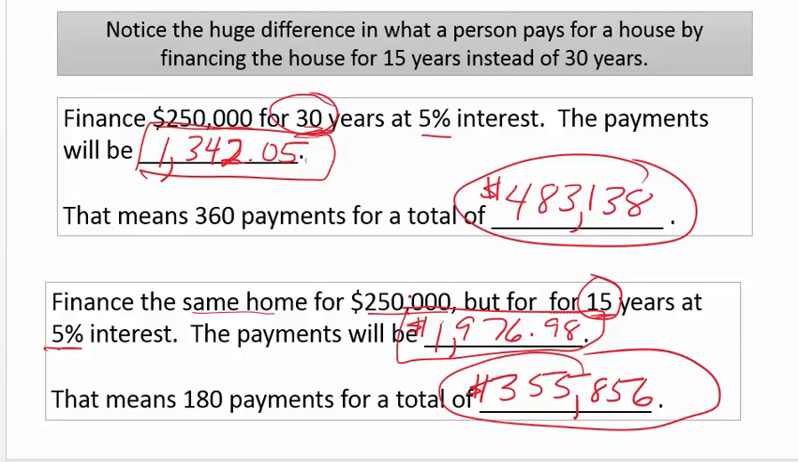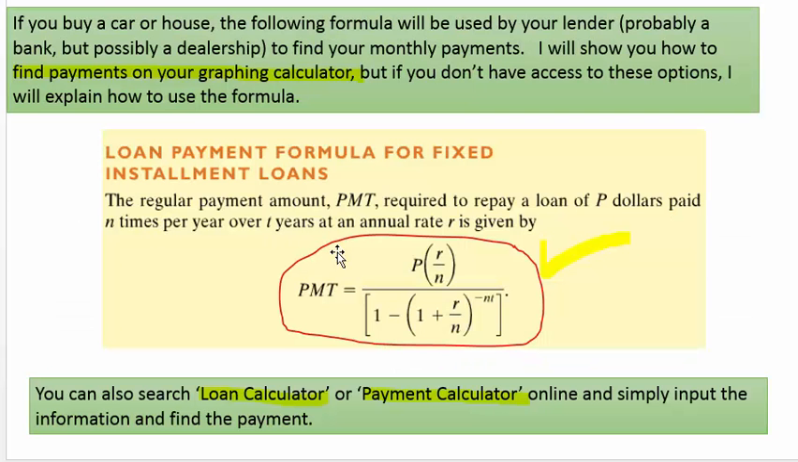So that's the lesson for today. The main thing is to find a way that you can find the correct payment when buying a house or a car, whether it's using this formula, a payment calculator online, or a graphing calculator. And I think that's it for all the lectures in this chapter.